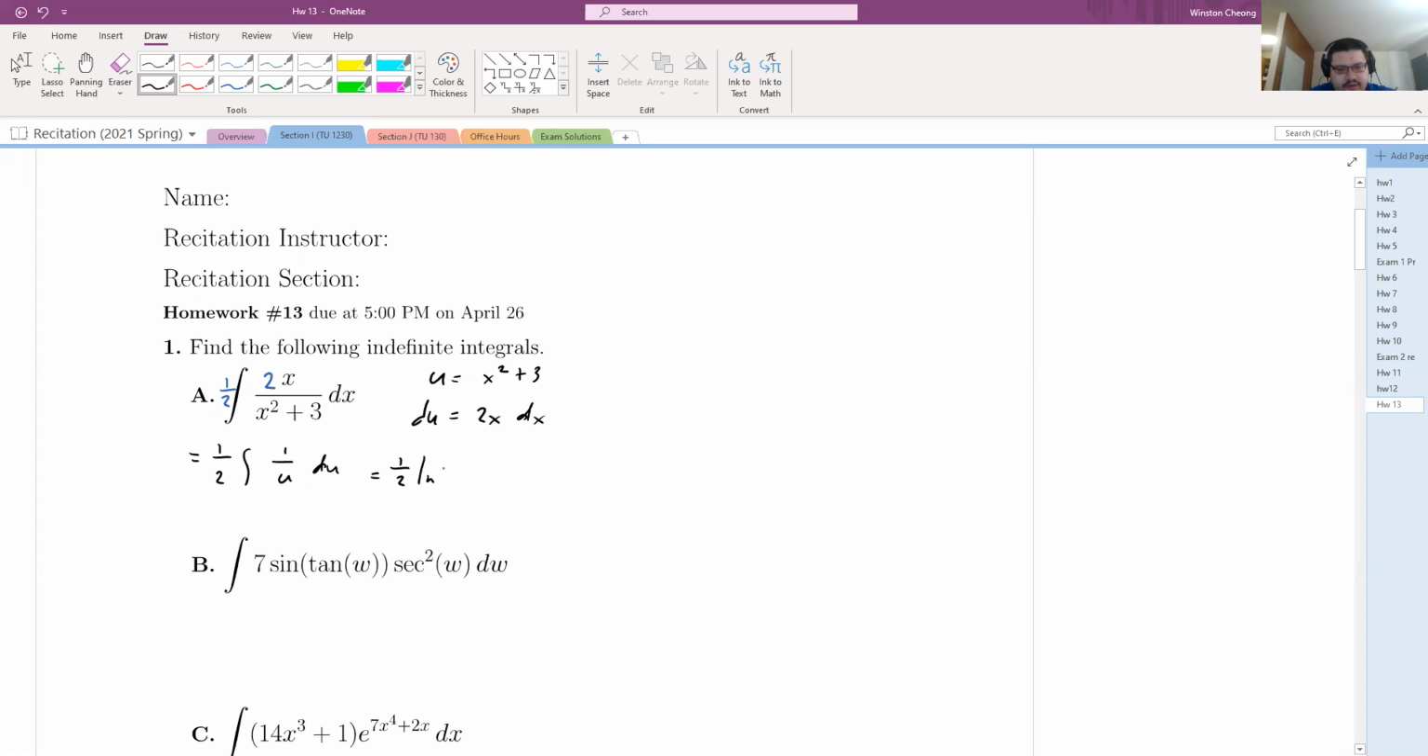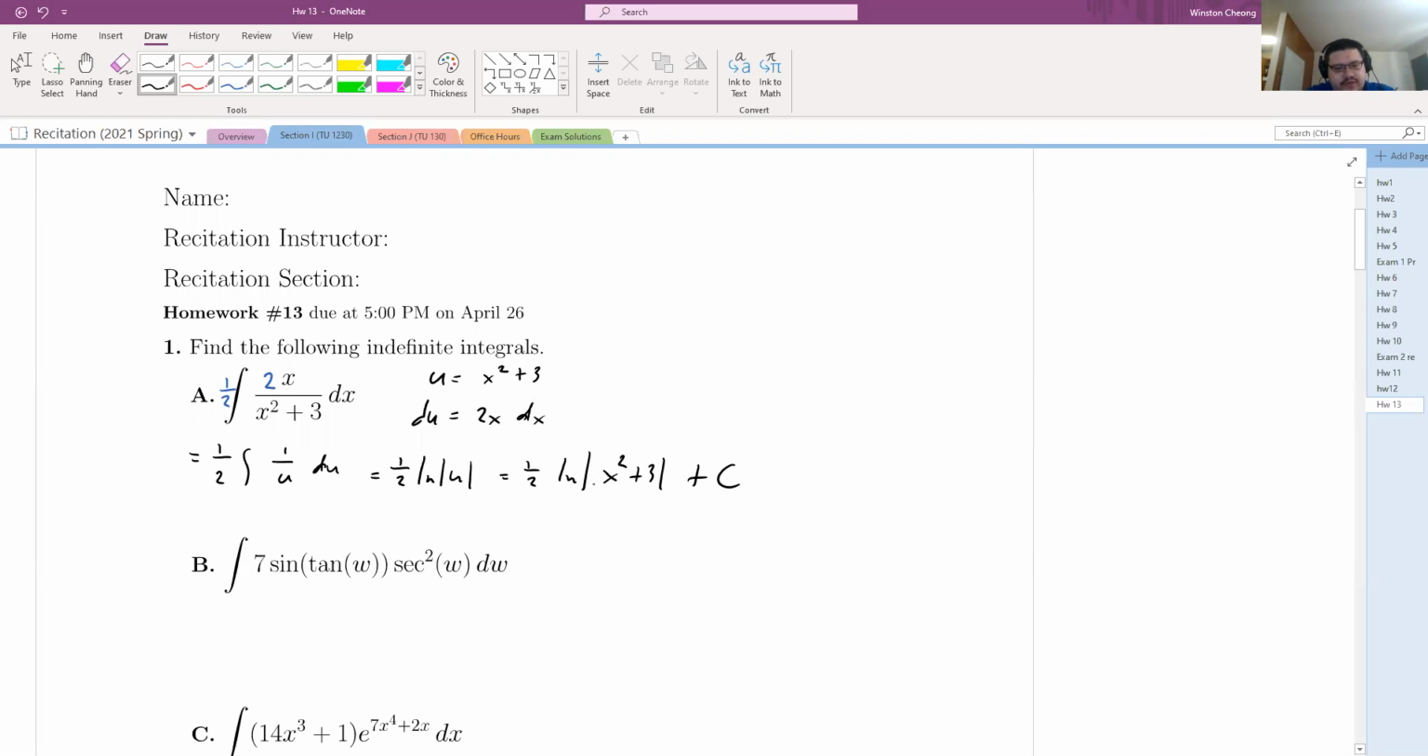So this is 1/2 ln absolute value of u. We've now performed the integral, but we have to then back substitute because our original problem is in terms of x. So our answer should be in terms of x, it should be a function of x. So we back substitute. We can just copy the x squared plus 3, and then we should tack on a plus c at the end.